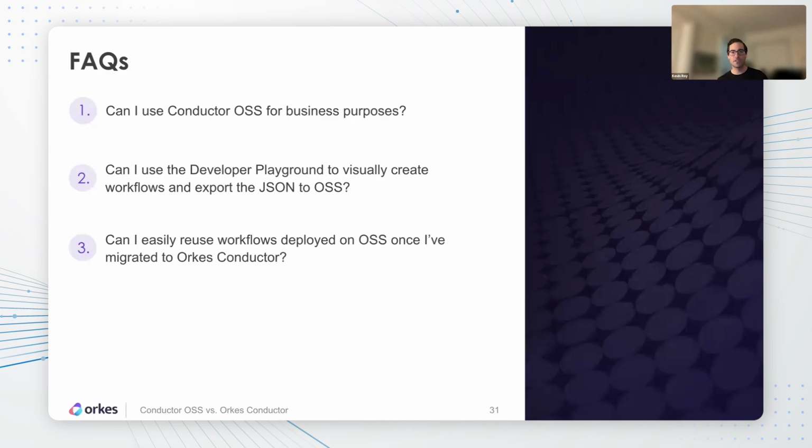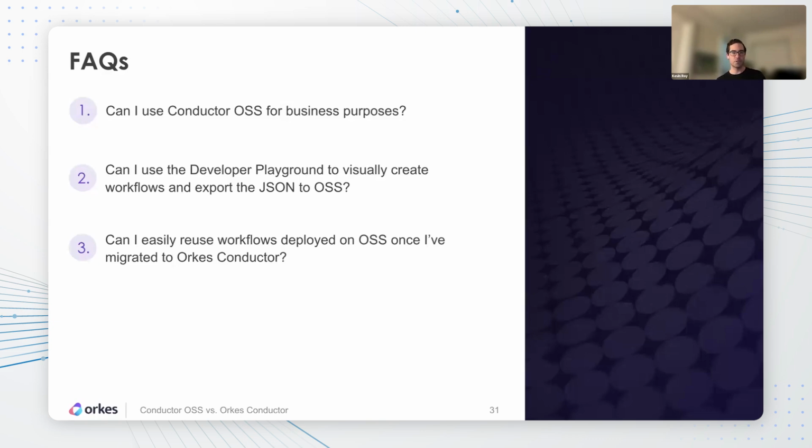So, can I use Conductor OSS for business purposes? Conductor OSS is provided with Orkes Queues, which is under a restricted license. So you can use Conductor OSS and Orkes Queues for any internal project, but you can't resell any service using both. You'll have to replace Orkes Queues with something else, or you'll just have to upgrade to Orkes Conductor entirely.